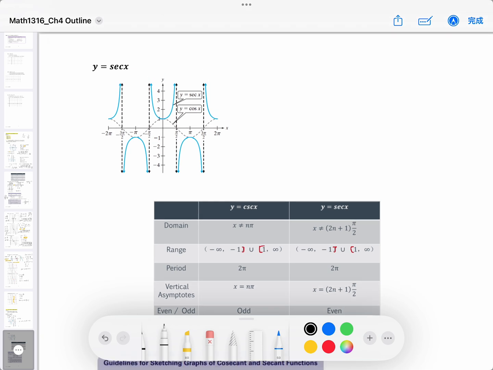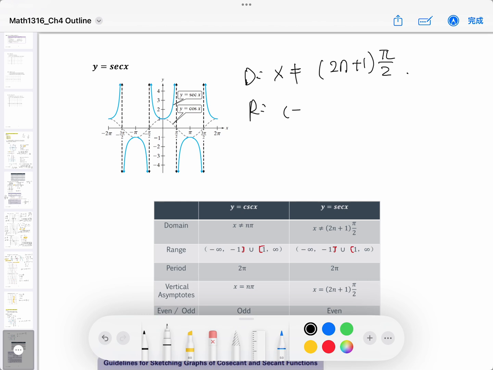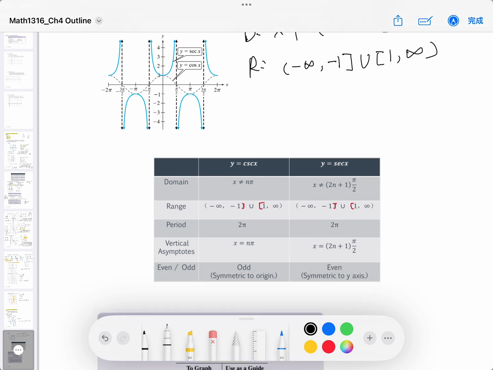For the secant function, what is the domain? x is not equal to these vertical asymptotes. These vertical asymptotes are at odd multiples, 2n plus 1 times pi over 2. So this is the domain. How about the range? It has the same range as the cosecant function, from -infinity to -1 bracket, union 1 to infinity. When I was editing the lecture notes, I forgot that these should be brackets, not parentheses.